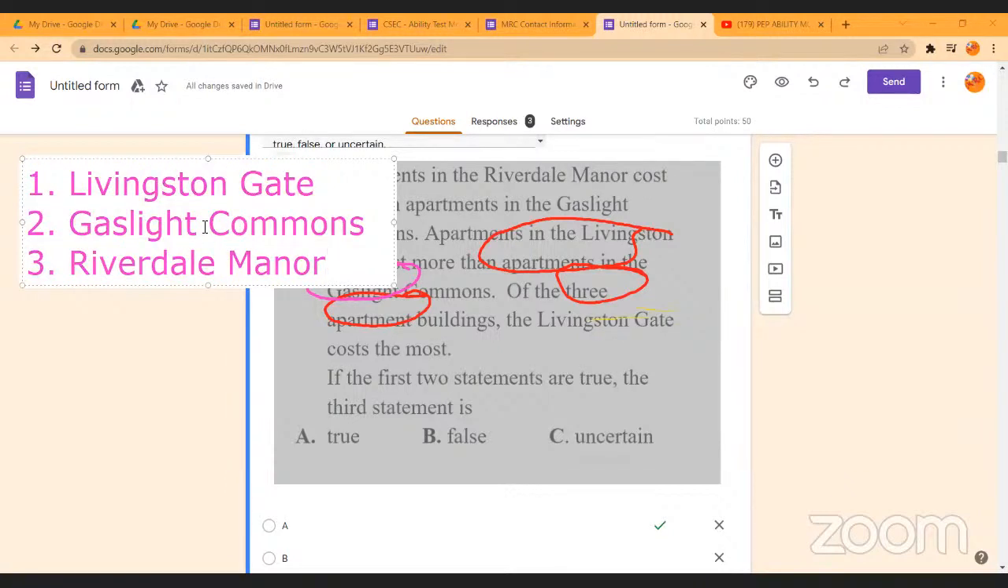Based on what we have here, Livingston Gate, Gaslight Commons, Riverdale Manor. Livingston Gate is most expensive, then Gaslight Commons, and Riverdale. And based on what they have there, would we say that the statements that they have made is true? If the first two statements are true, then the third statement, is it true? Is it true that of the 3 apartments, Livingston Gate costs the most? Is that true or false?